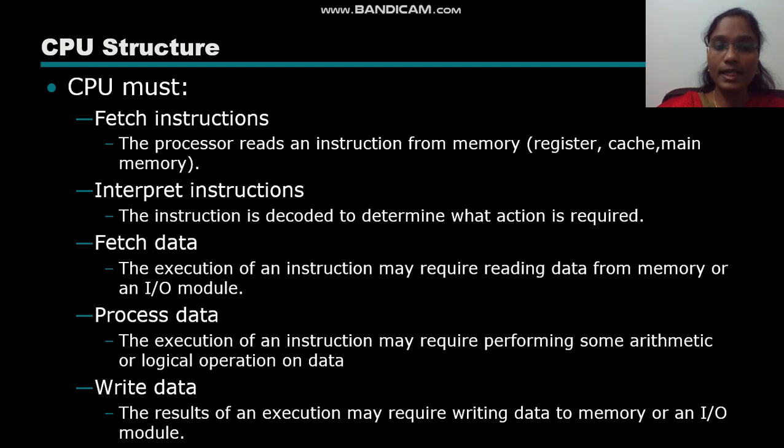The second one is interpret instructions. We know that in an instruction format we have the fields called opcode as well as the address field. The opcode will tell us what is the action that has to be performed by the CPU, and the address field will give you the details about where to fetch the operands. So the instruction has to be decoded by the CPU to determine what action has to be performed and what operands have to be retrieved.